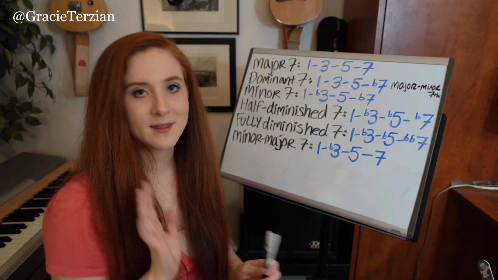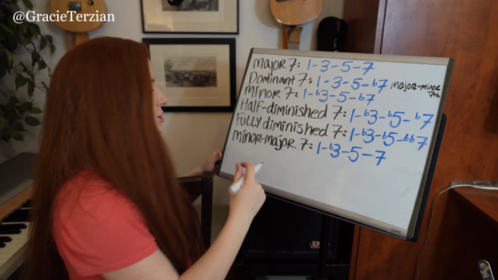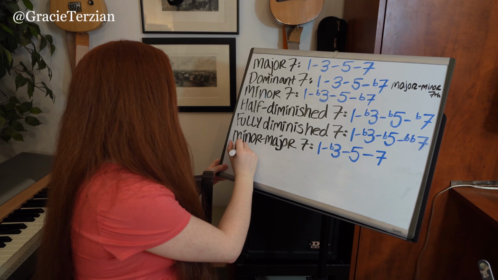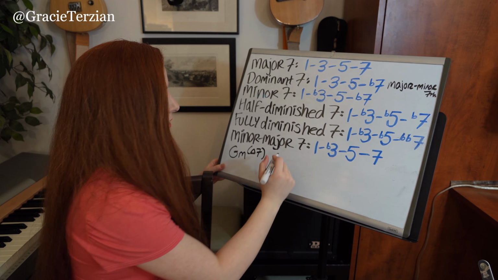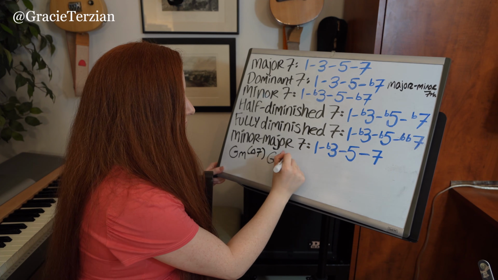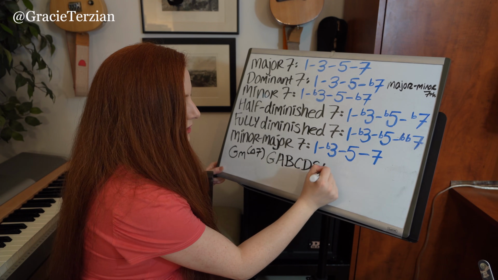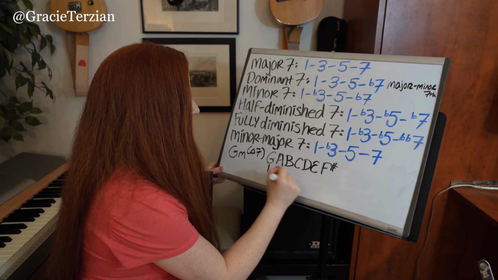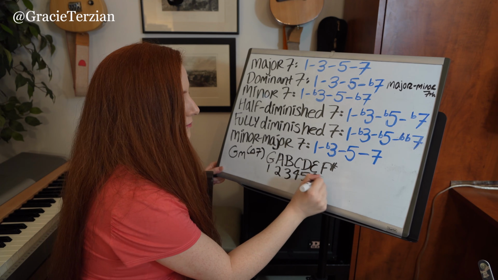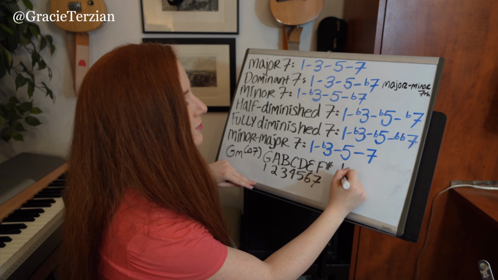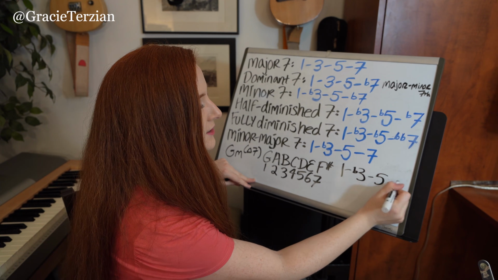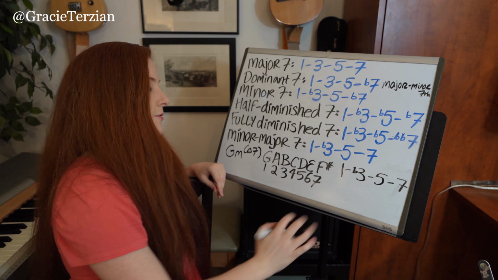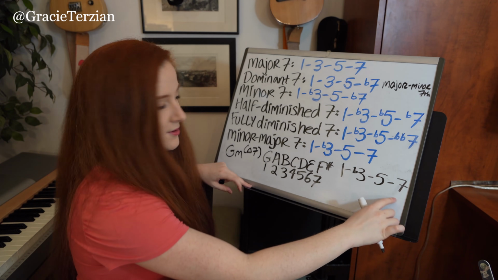Cool. Okay, and last but not least, let's look at a G minor major 7th chord. So G major scale: G, A, B, C, D, E, and F sharp. I'm going to number it 1, 2, 3, 4, 5, 6, and 7. What's the formula? The formula for a minor major 7th chord is 1, flat 3, 5, and 7. Minor triad with a major 7th on top.